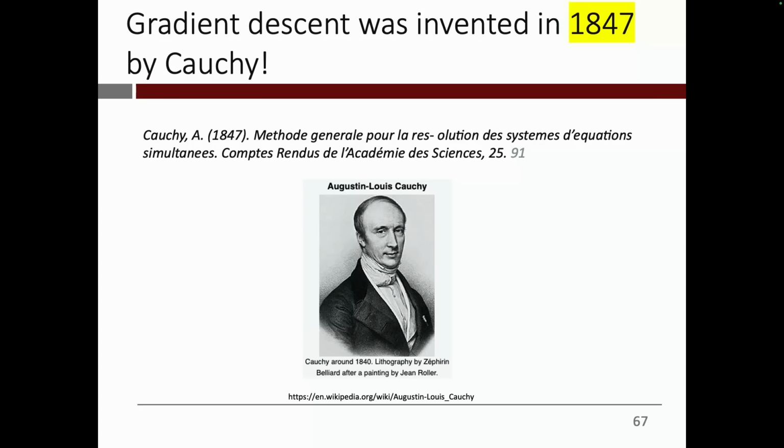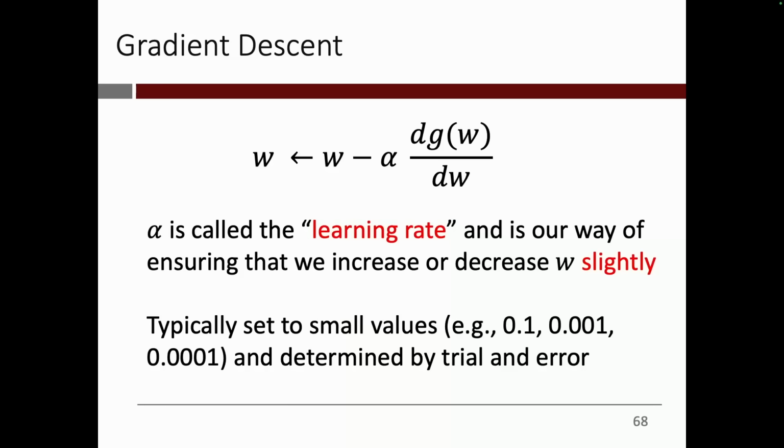So GPT-4 is built using an algorithm invented in 1847, which I find astonishing, frankly. But this little thing is so capable. Okay, so that's gradient descent.